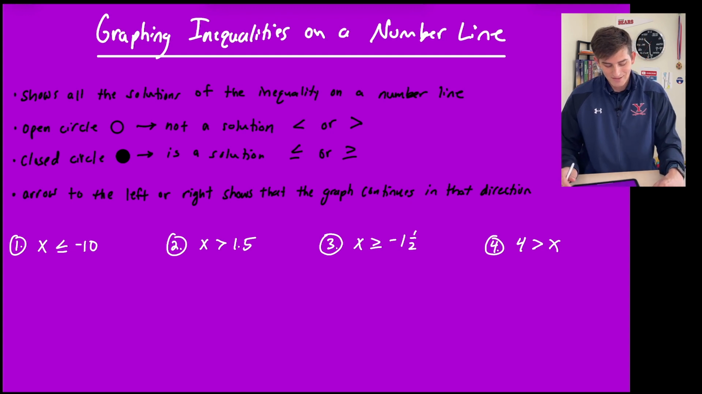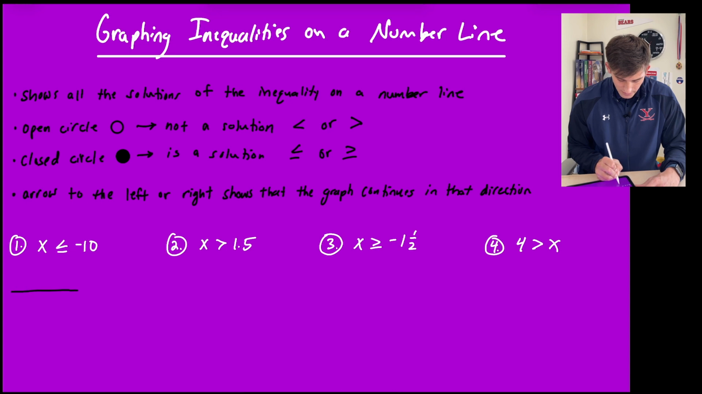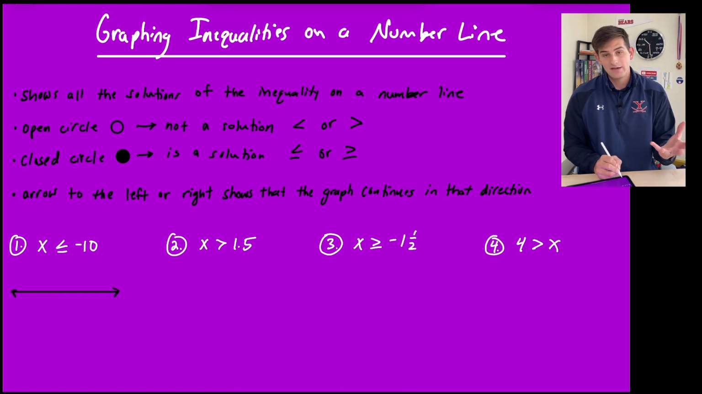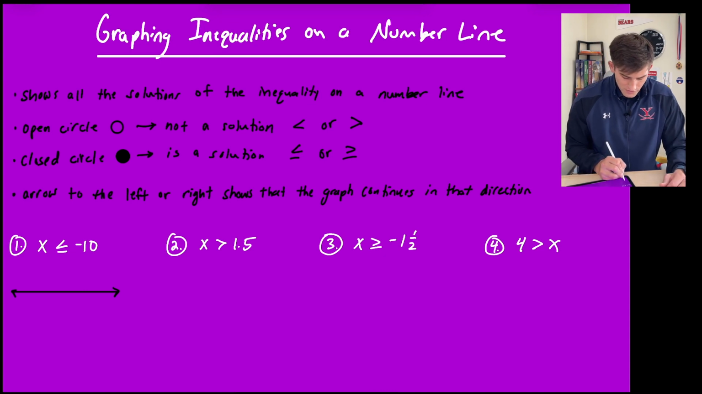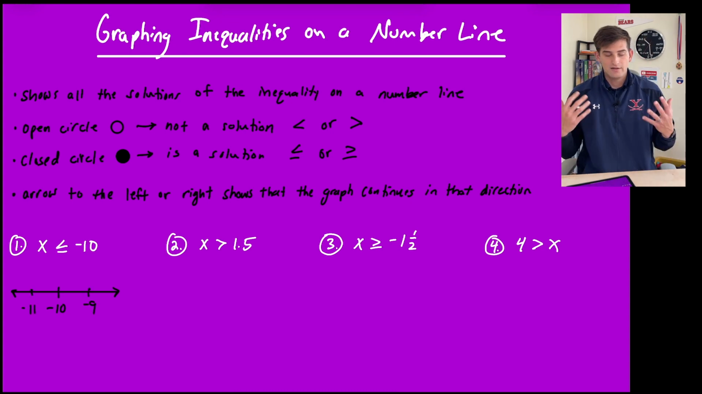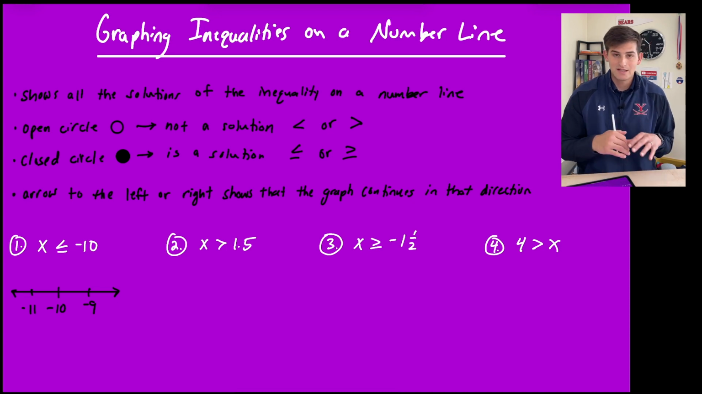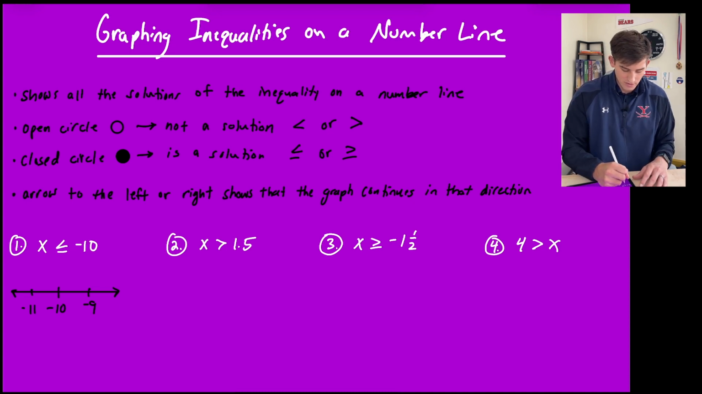Number 1, we have x is less than or equal to -10. So I'm going to draw just a short little number line here, about this long, and I know I need to have -10 on my number line, right? So for the purpose of these examples, I'm just going to put -10 in the middle, and we'll add a number to the left of it and to the right of it, okay? So now we have -10, it is less than or equal to, so that's going to tell me to put a closed circle on -10.